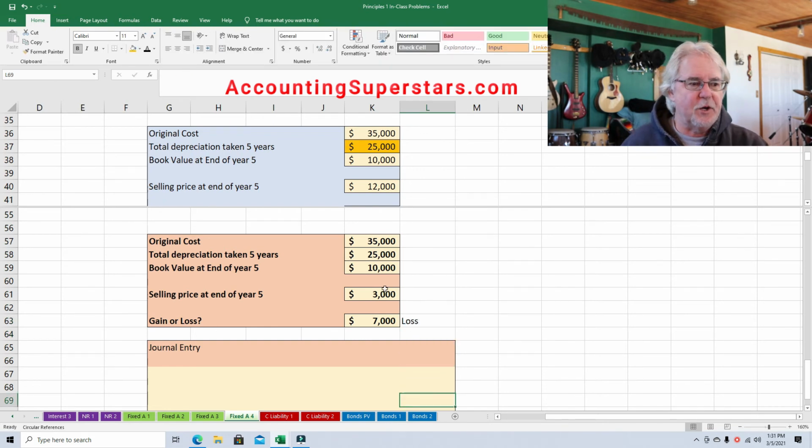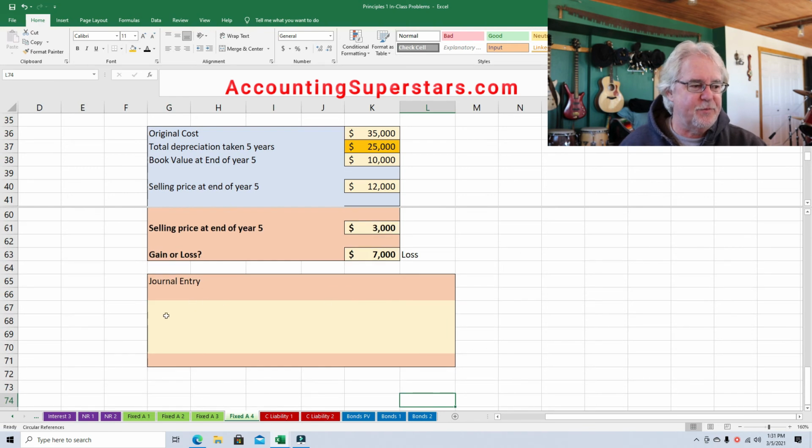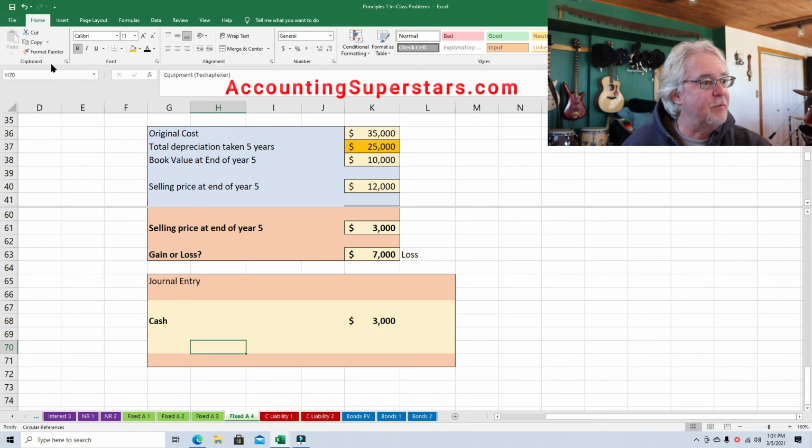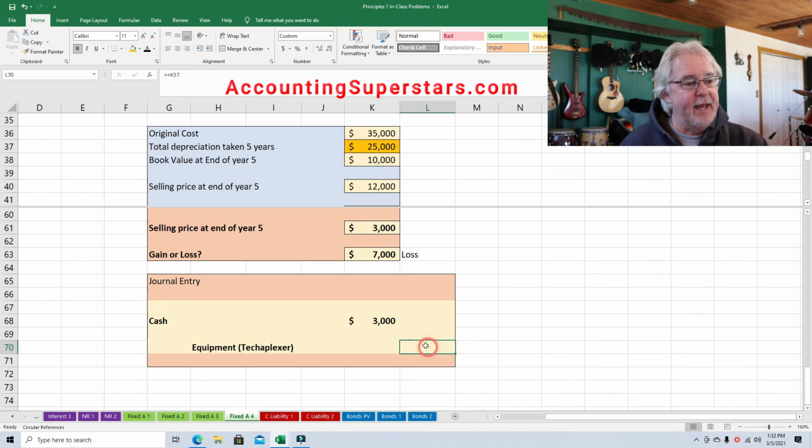All right, so how's it go in the journal entry? Well, Fred received cash. Here's the cash, and he got $3,000 for this thing. We also have to write off this thing. We have to get it off of our books. So we have to get rid of the Techaplexer here. There we go. And it's sitting on our books at the original cost, which was $35,000. So we got to get it off our books because it's no longer around. Fred sold it. So there we go, Techaplexer.